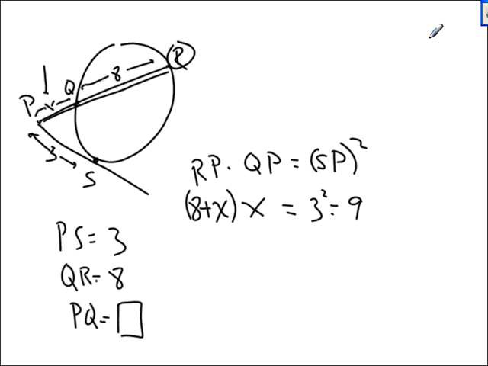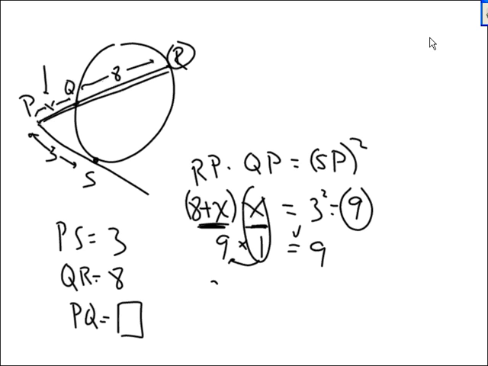Rather than using the quadratic formula or factoring by grouping or completing the square, this is some number, and this is 8 more than the number. And it's supposed to multiply to 9. Well, 1 times 9. That's 8 more. And 1 times 9 is 9. I know what X is. X is 1. PQ is 1.